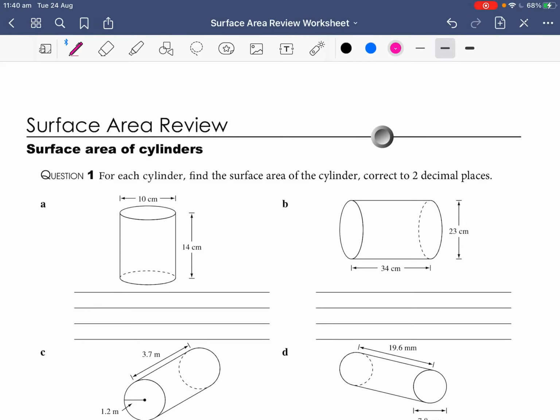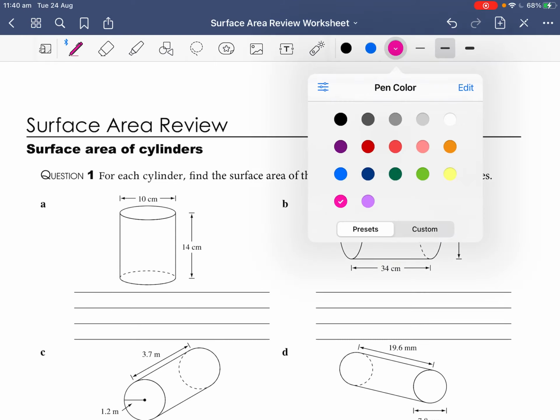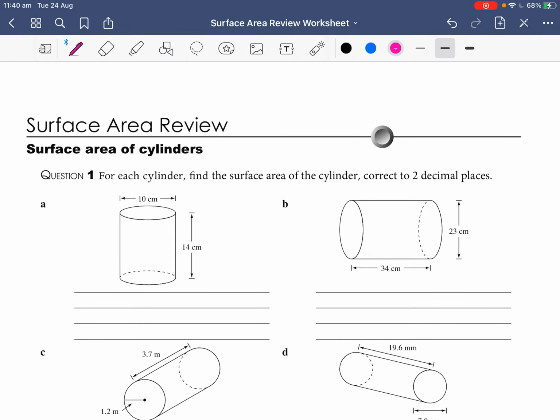Okay, so surface area review worksheet, page 4, and we're looking at the surface area of cylinders. For surface area of cylinders, we use the formula surface area equals 2 pi rh plus 2 pi r squared. For this, we also need to know how to find the radius if we're given a diameter. To get the radius, we divide that diameter by 2.